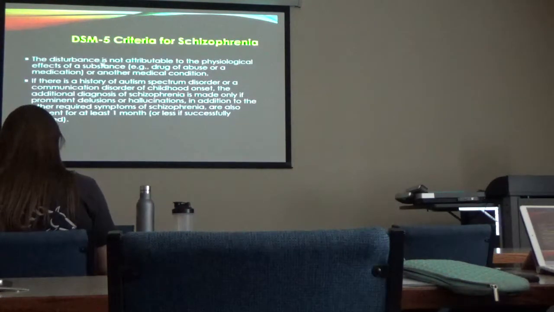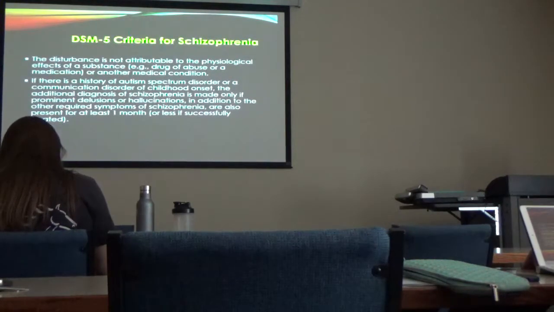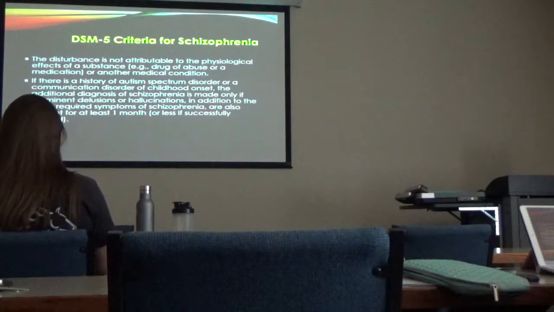Also, this is what you'll see in every criteria from DSM-5. The disturbance is not attributable to the physiological effects of a substance, so they're not on some street drug doing something, or another medical condition. Because a lot of medical conditions can cause odd things. You have chronic renal failure and you don't go to dialysis and you become uremic and you act weird. Okay, that cannot be schizophrenia. You might have a lot of symptoms, but that's not it. You could have liver disease. You could have had a stroke or something.